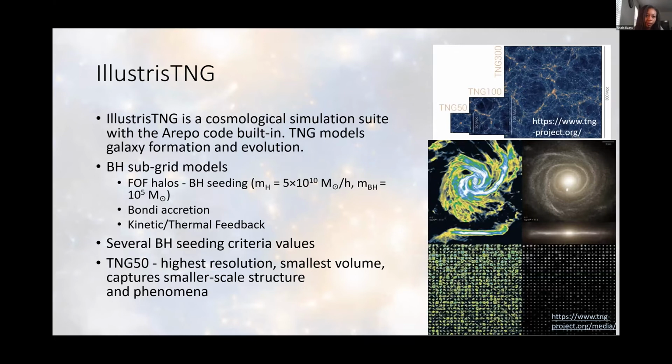And we're using specifically TNG50, which is the highest resolution, smallest volume box that's able to capture some smaller scale structure and phenomena that the other boxes aren't.